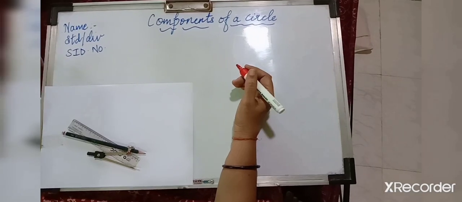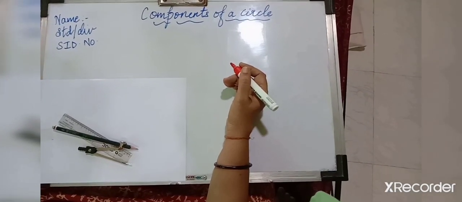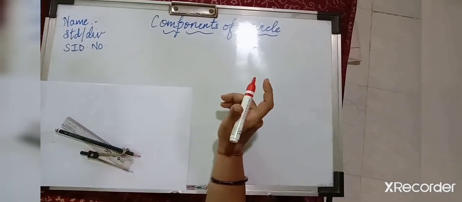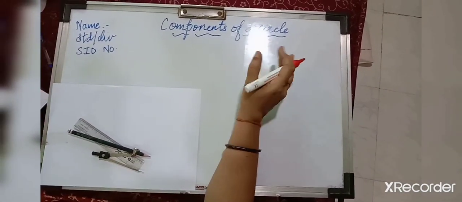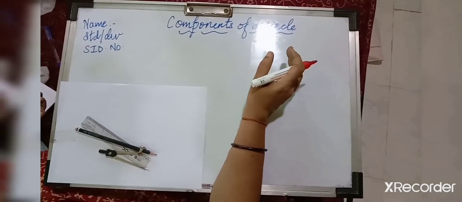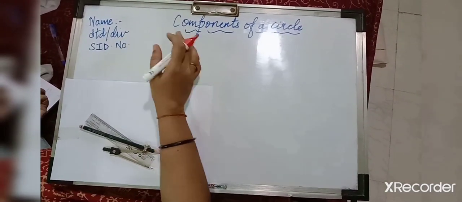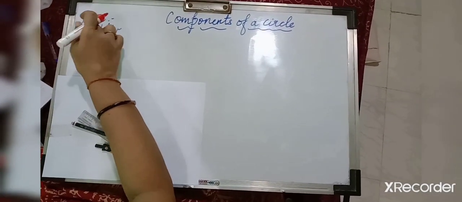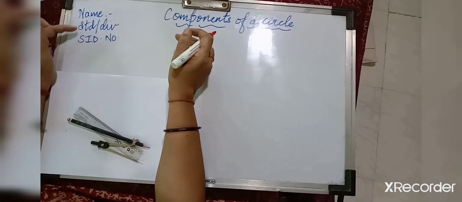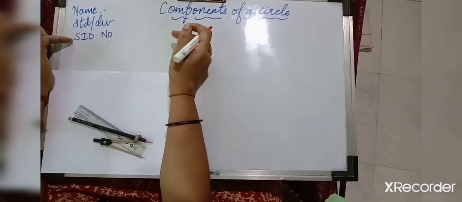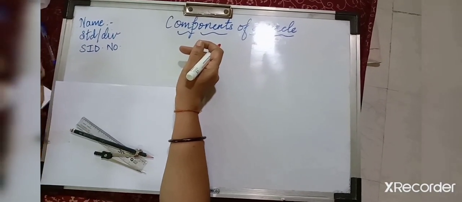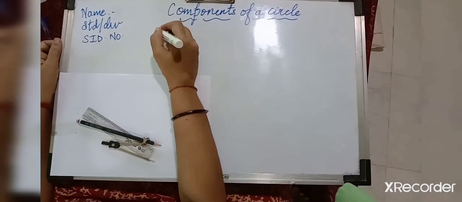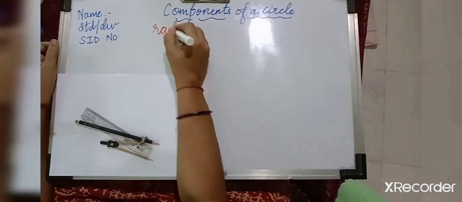Okay children, today let us learn how to draw a circle using a given radius and also the components of a circle. Now for your activity you have to do the same way. You have to draw a circle and name the components. For your activity, on an A4 size sheet you will write your name, standard and SID number. So today I'll show you how to draw a circle with a radius of 4 centimeter. The first thing is we'll take a radius of 4 centimeter.